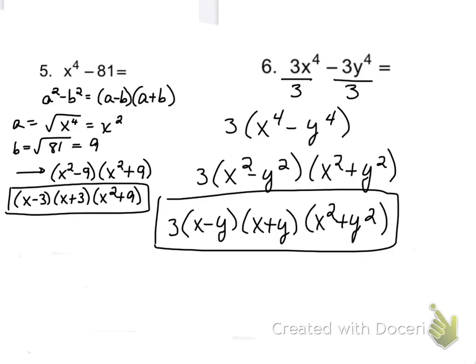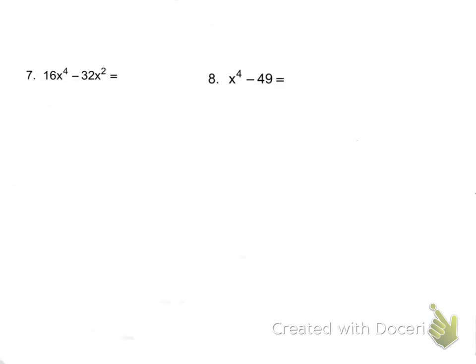So with these, if you have a higher power than x squared that you can factor as a difference of squares, you have to keep looking at it. Remember that last thing on the factoring flow chart is check to see if you can factor anything anymore. And in this case, yes, both of these cases, you could go ahead and factor again as another difference of squares. So let's look at the last two that we've got.